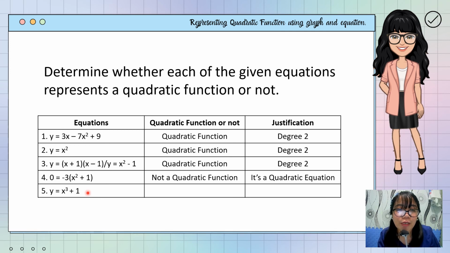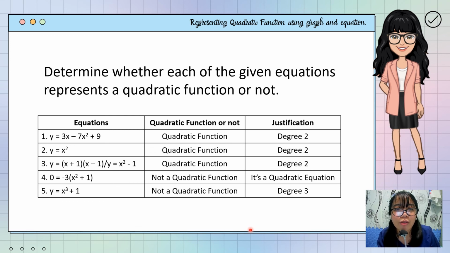And then last one, we have y equals x cubed plus 1. So obviously, this is not a quadratic function because the highest exponent here is 3. So this is in degree 3. So this is not a quadratic function.